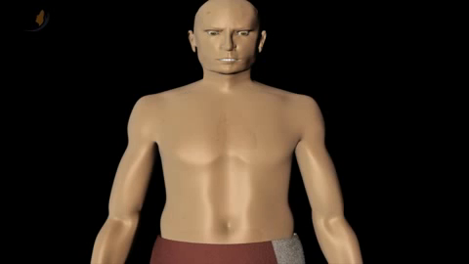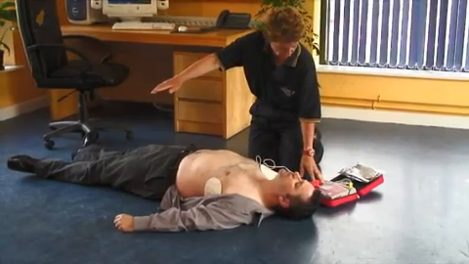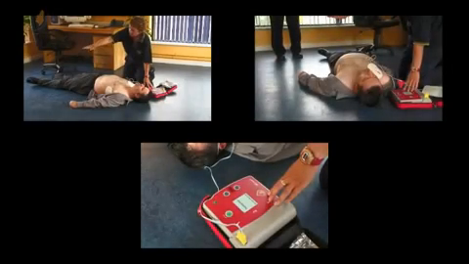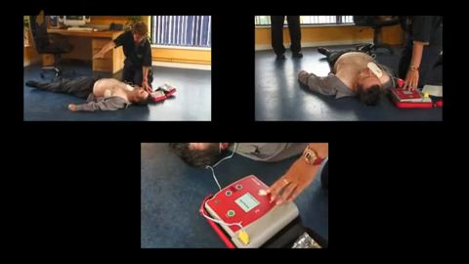Place one pad on the right, centrally, just under the collarbone. Place the second pad under the left nipple and in line with the armpit. Make sure no one touches the patient. The AED will advise when to push the shock button if a shock is needed.